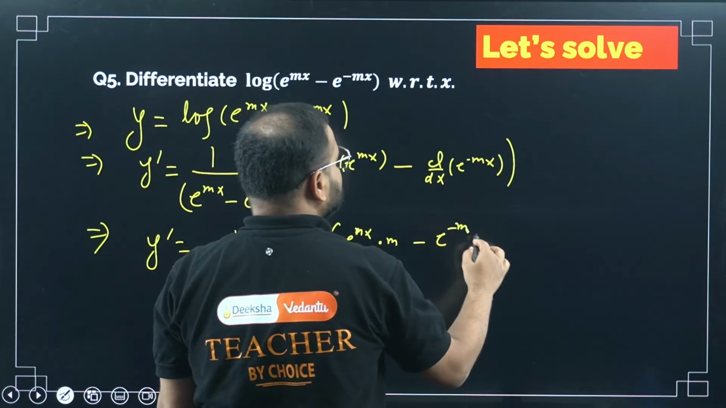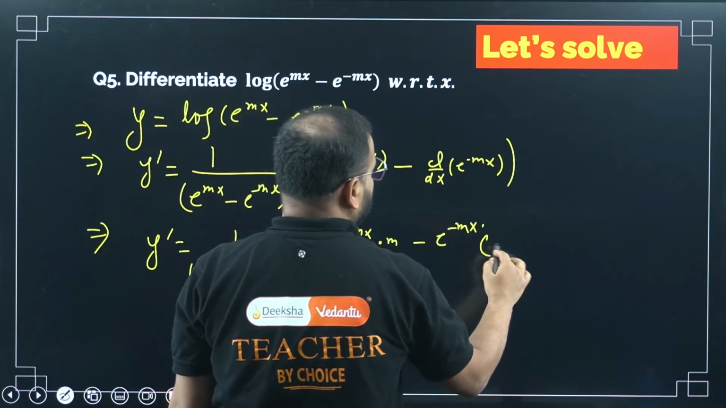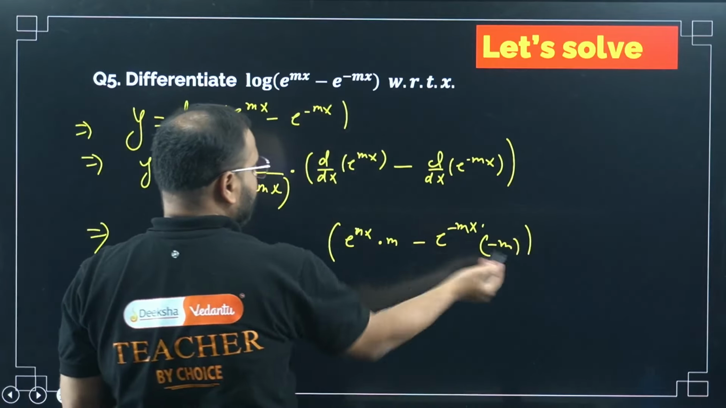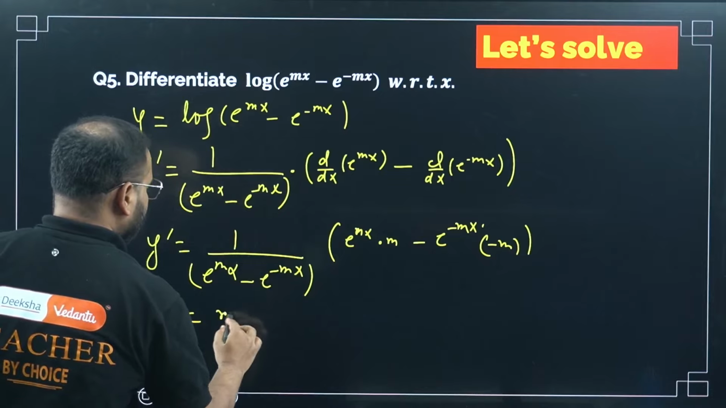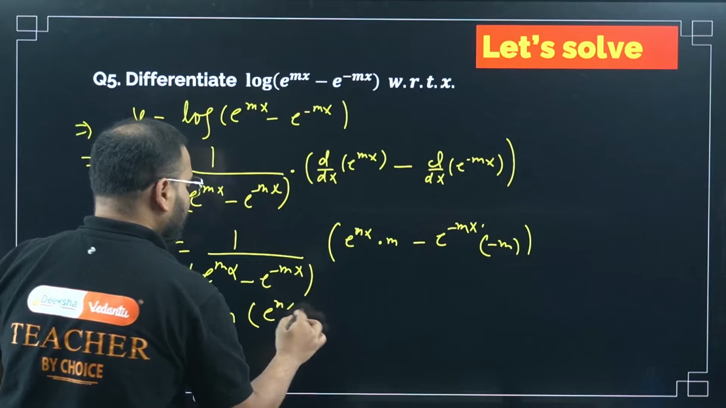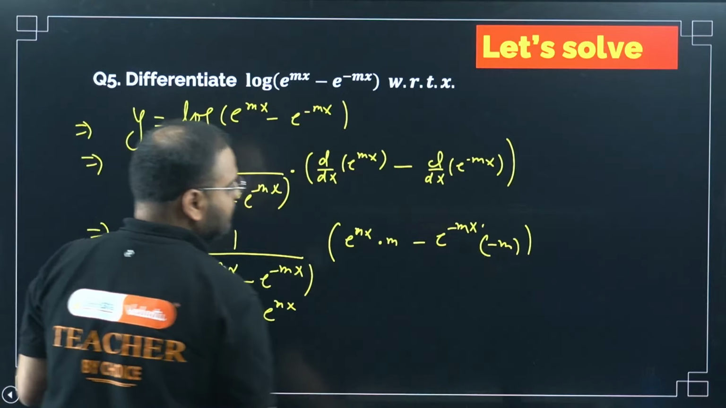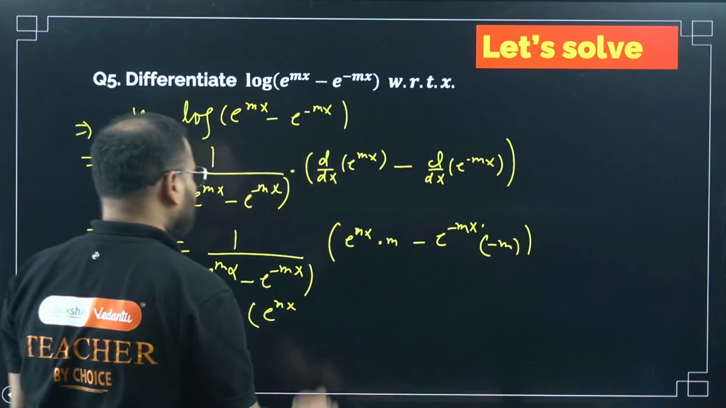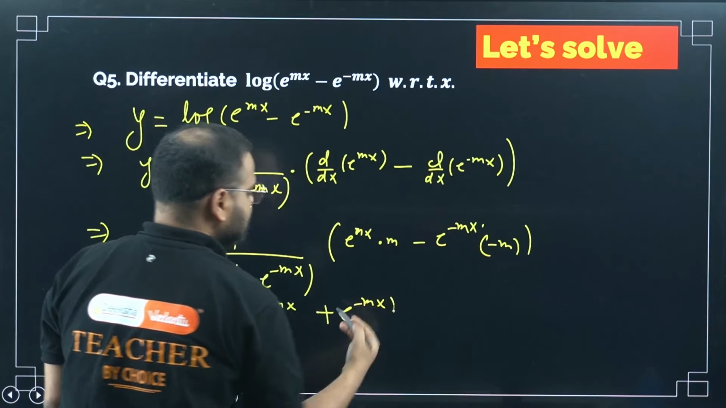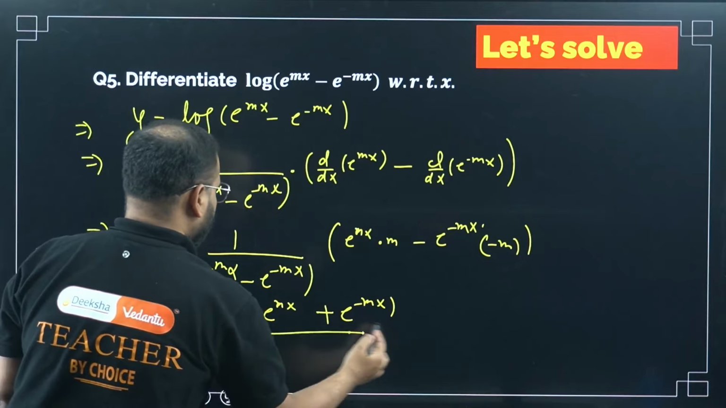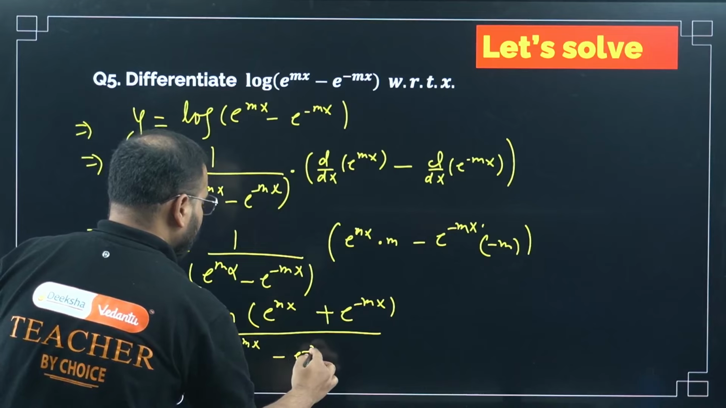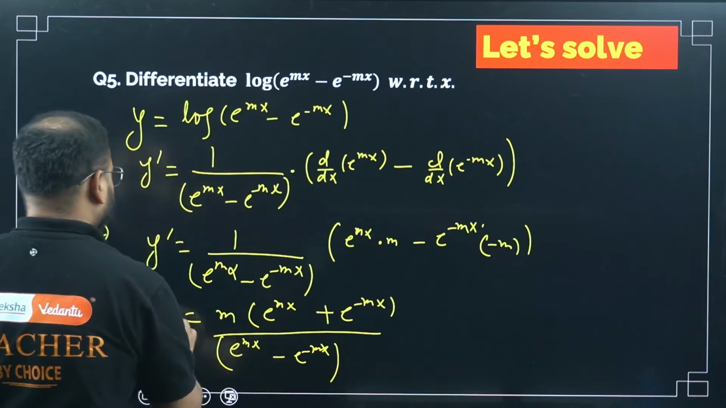Same way I'll get e power minus mx multiplied with minus m. I can take m common here. So I get m here. If I do that, what am I going to leave here? e power mx. This minus and this minus will become plus, then in multiplication, so plus e power minus mx. Whole thing divided by this denominator, e power mx minus e power minus mx. This is my y dash.